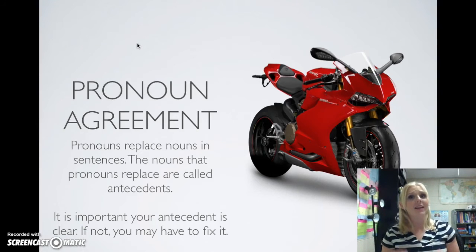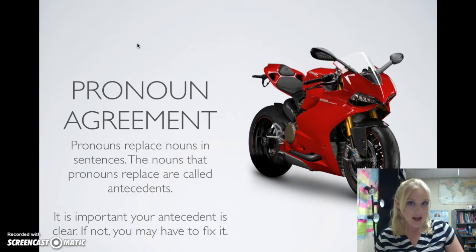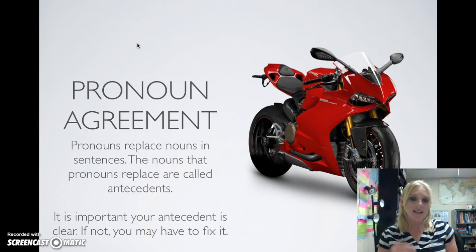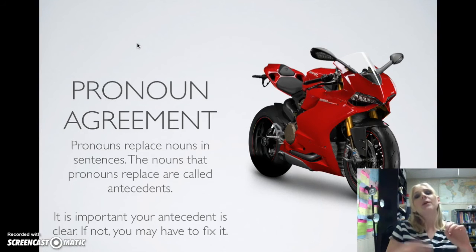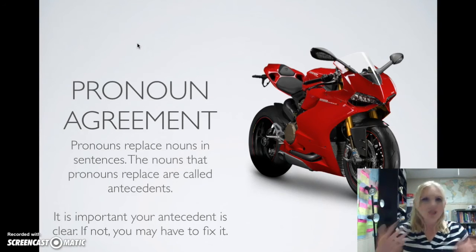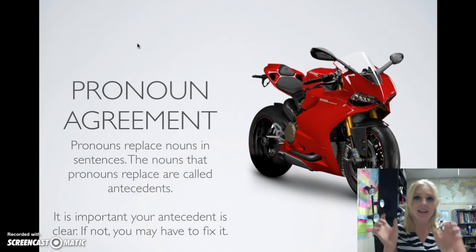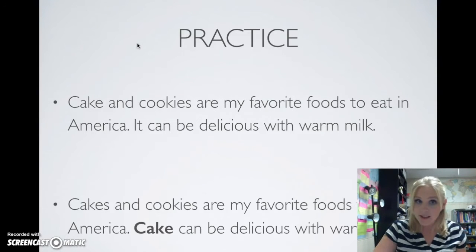The second grammar problem that we talked about was making sure that our pronouns agree. Pronoun agreement is really important because pronouns take the place of other nouns in a sentence, and it's important that it's clear which noun is being taken out. The nouns that pronouns replace, they're called antecedents. You don't have to know that for the test, but it's important that your antecedent relationship is clear. And if it's not, you may have to fix it.